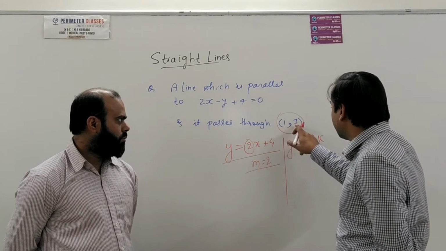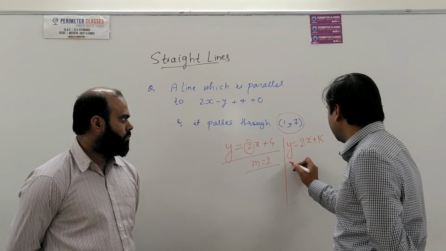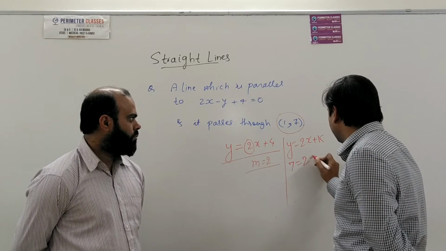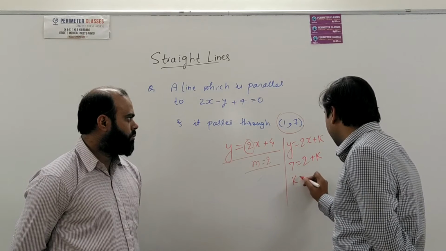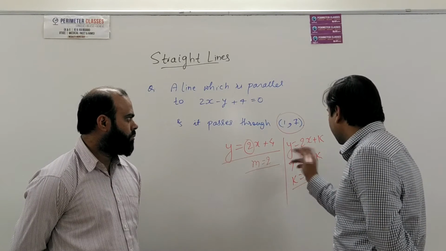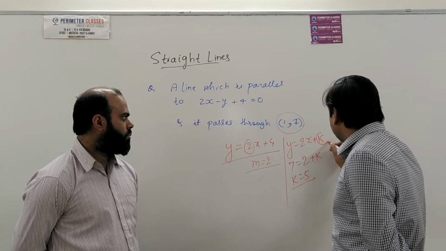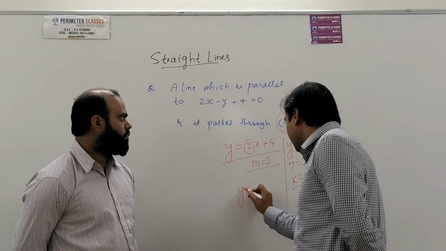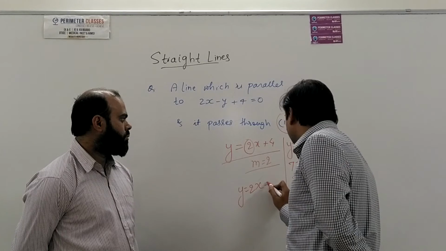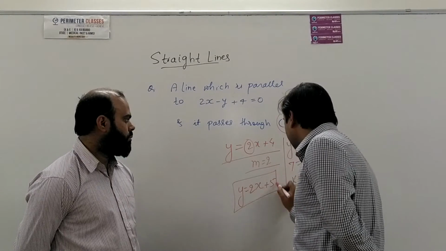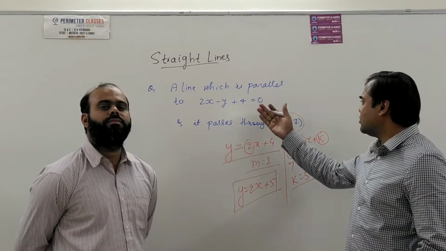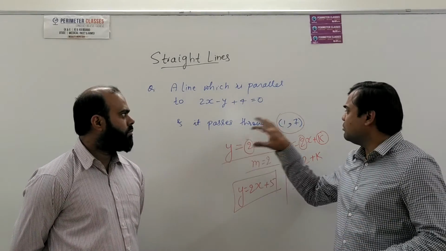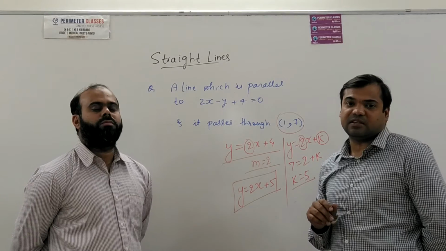So we have to calculate the value of the constant k here. Since this line passes through the point (1, 7), we can put the value of y as 7 and x as 1. So it is 7 equal to 2 plus k, so we can write k equal to 5. So that line will have k as 5 and slope as 2. So the equation of that line can be written as y is equal to 2x plus 5. So this is how we can calculate the equation of a line if the slope of the line is given in some way and the point through which the line is passing is given.